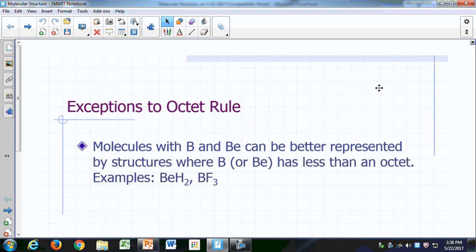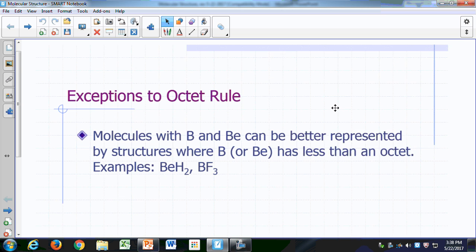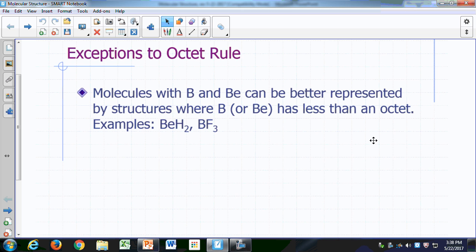So far, we said that if you wanted to write a reasonable, plausible Lewis structure, your best bet is usually to go with the octet rule. Now, there are exceptions, and the octet rule is in fact not a very strict rule. It doesn't have to be followed all the time. There are some molecules, particularly involving boron and beryllium, that can be better represented by structures where the boron or the beryllium has less than an octet.